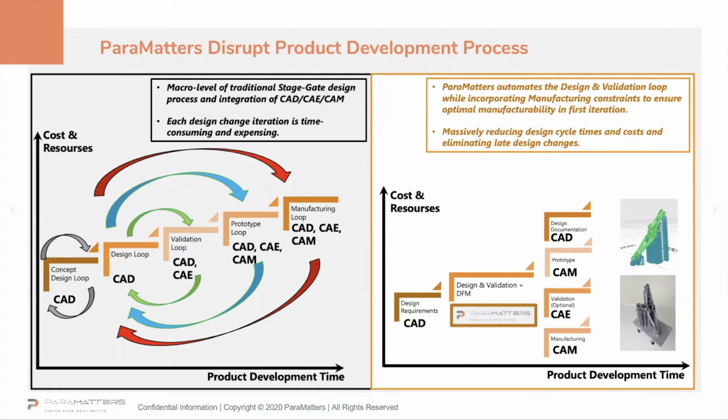And because you haven't really perhaps thought about the manufacturing process early in the cycle, that's where a lot of problems occur, and then you're back to square one. We're in ParaMatters, and what we've done is generative design optimization with manufacturability constraints. This can all be done in parallel.